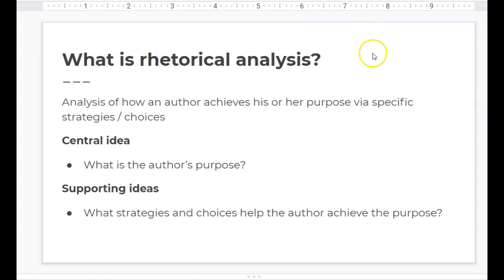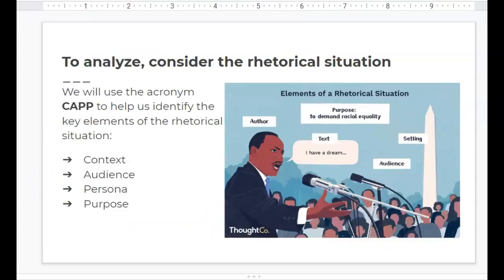Okay, so what is rhetorical analysis? It's the analysis of how an author achieves his or her purpose via those specific strategies. So we're always wanting to ask ourselves this question: what is the author's purpose? And then what strategies or choices help that author achieve the purpose? If you're a visual person, this might be helpful.